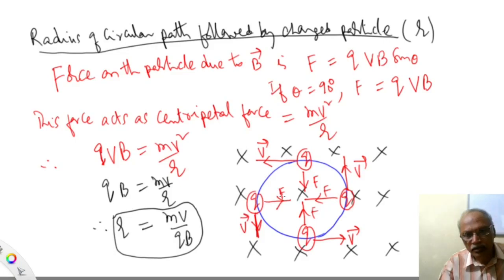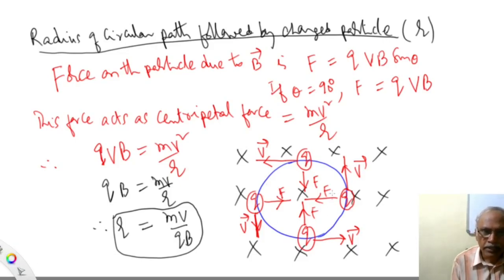What is the formula for radius of circular path? R is equal to mv by qb. You get numerical problems on this equation, mv by qb. What is mv? Mass into velocity, which is momentum. So radius is the momentum of the particle divided by qb. Now we did radius.